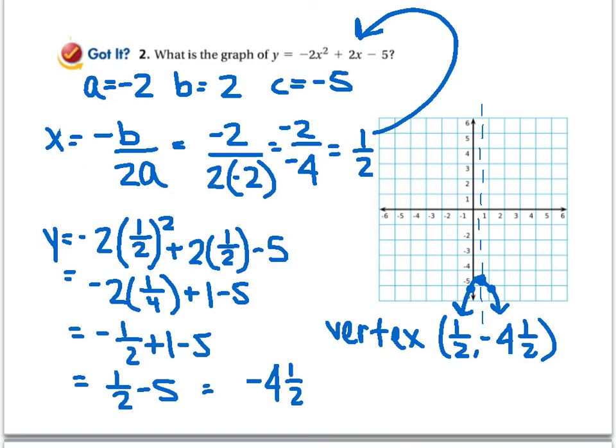It's always a good check to see, okay, my parabola just told me to graph it facing downward. Double check with your equation. Is that a negative a value? Yes, in fact it is. So it should be facing downward.